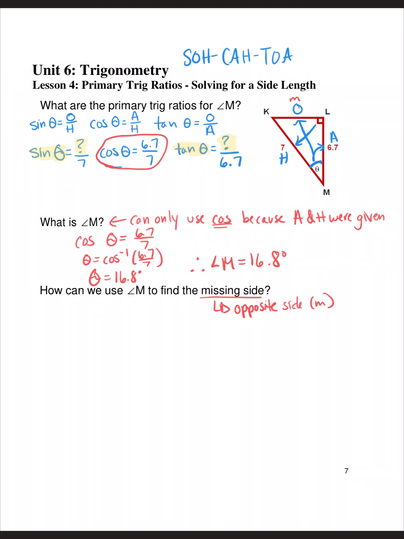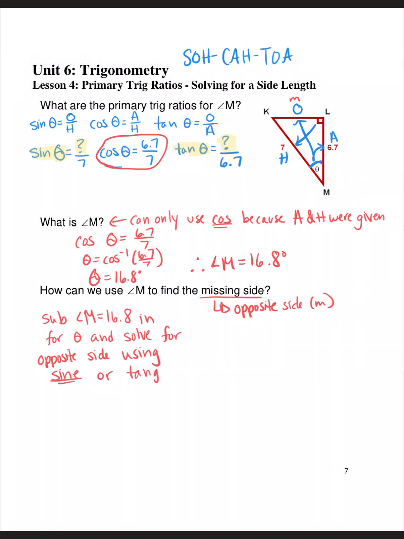So we're going to sub the fact that angle M is equal to 16.8 in for theta and solve for our opposite side. And in this case, for our opposite side, we can use sine or tangent. Okay, so we're going to first do it with sine, and then we'll do it with tangent.